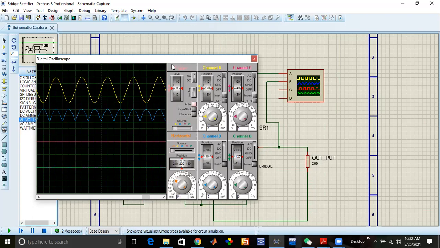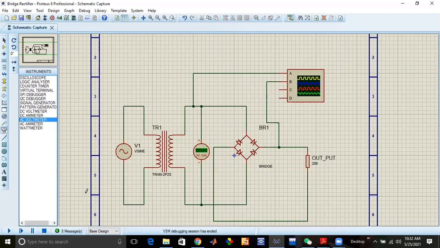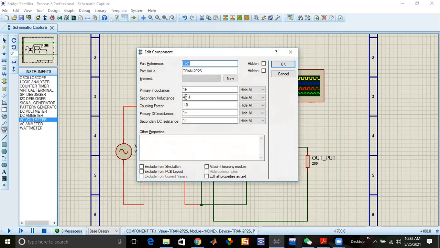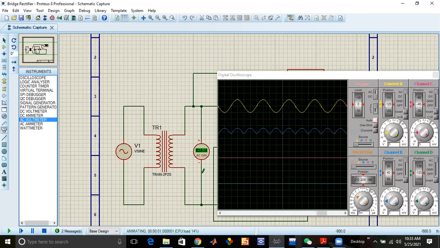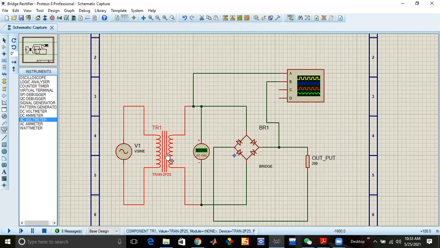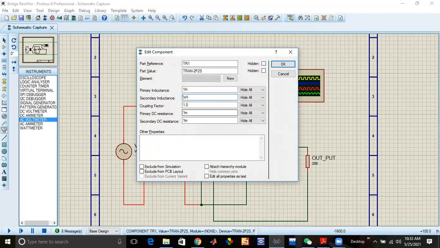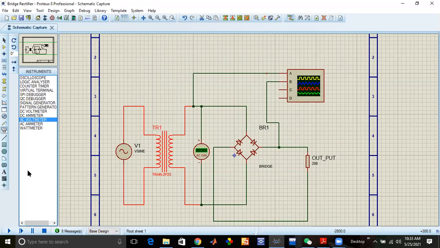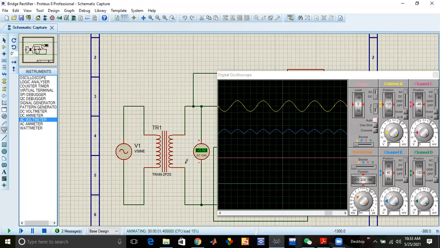In volt. Take this 1 millivolt, then check it. 7 volt. This is now approximately 5 volt. Okay.